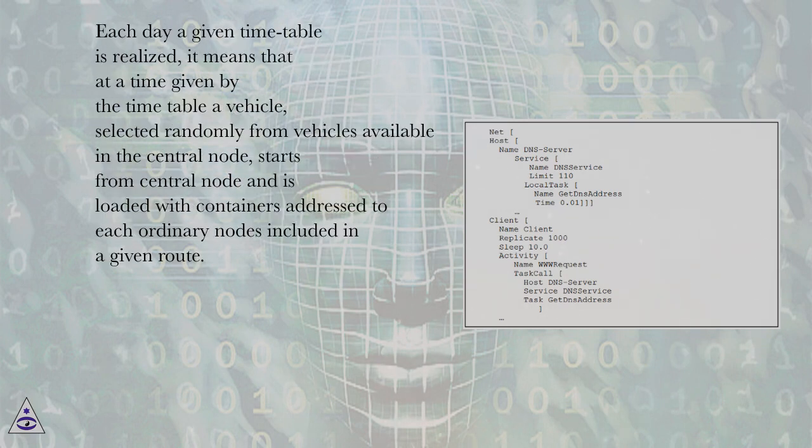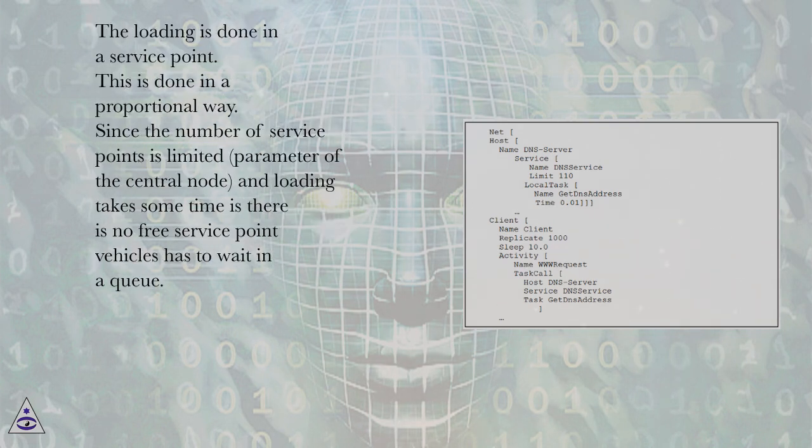Each day a given timetable is realized. It means that at a time given by the timetable a vehicle, selected randomly from vehicles available in the central node, starts from the central node and is loaded with containers addressed to each ordinary node included in a given route. The loading is done in a service point. This is done in a proportional way. Since the number of service points is limited, a parameter of the central node, and loading takes some time, if there is no free service point, vehicles have to wait in a queue.